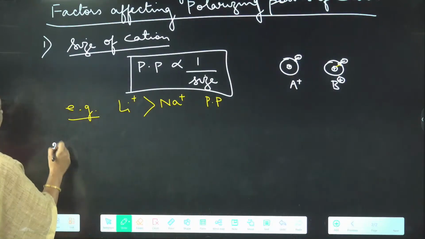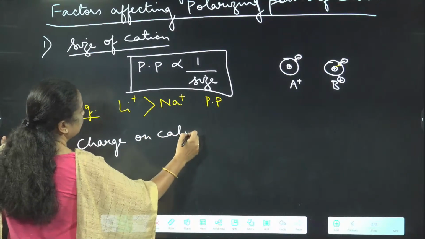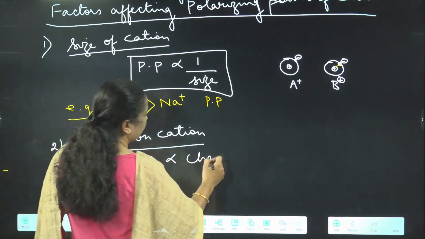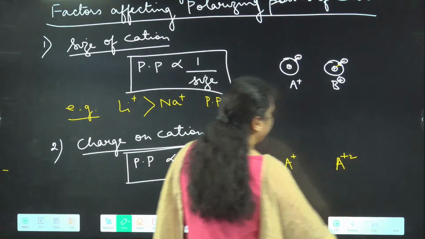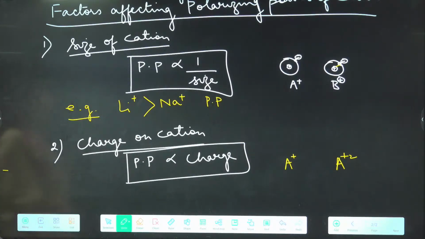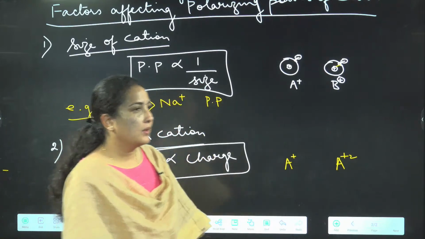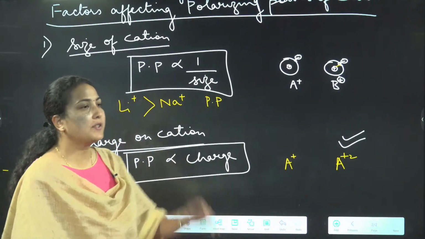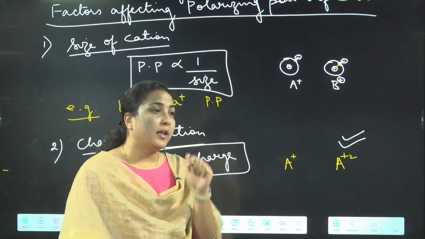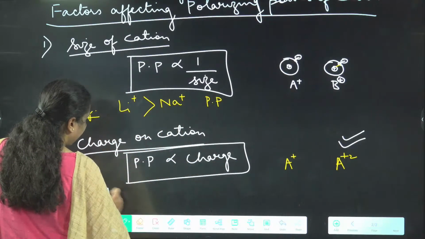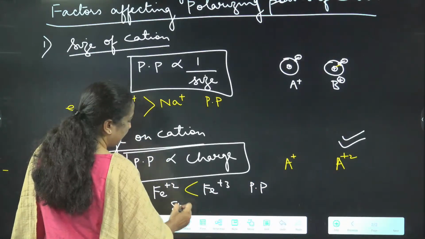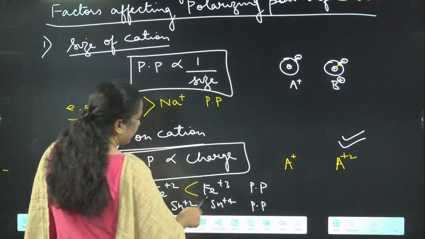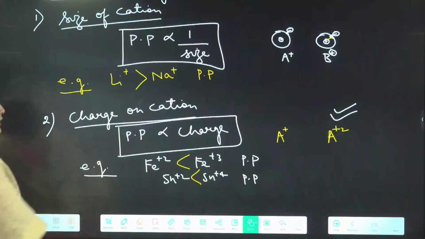Okay. Now, next one is charge on cation. And here it is seen polarizing power is directly proportional to the charge which is present on the cation. See, the thing is, if I give you A plus and A plus 2, where do you feel that the force of attraction is going to be more? Effectively, more nuclear force of attraction. Definitely, it is going to be more in case of A plus 2. If it is more there, this will be easily able to distort the electron cloud of the anion, right? So, for example, if I say Fe plus 2, Fe plus 3, whose polarizing power is going to be more? Definitely Fe plus 3, right? Sn plus 2, Sn plus 4, polarizing power of Sn plus 4 is going to be more, okay? So please write down these two factors, then we'll proceed further.